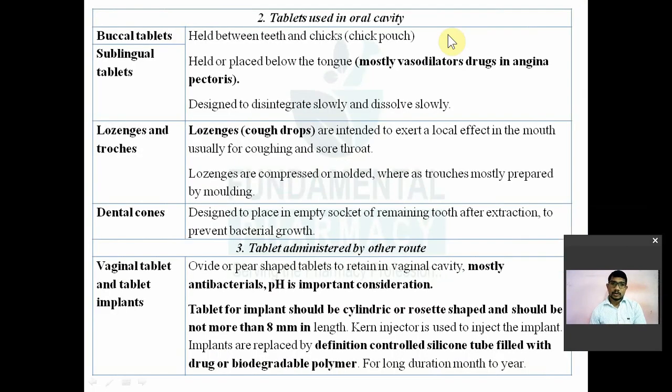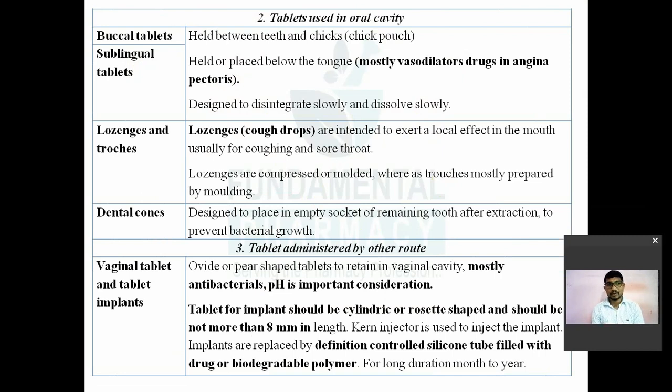And now next, this was tablets used orally. Now, tablets used in the oral cavity. So the first one is a buccal tablet. Buccal tablet means what? These are tablets which you have to hold between your teeth and cheek. In the pouch that forms between your teeth and cheek, you have to keep that tablet. So that is nothing but the buccal tablet.